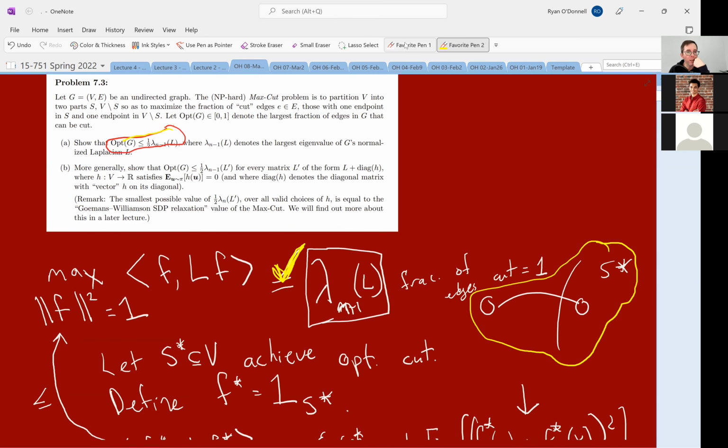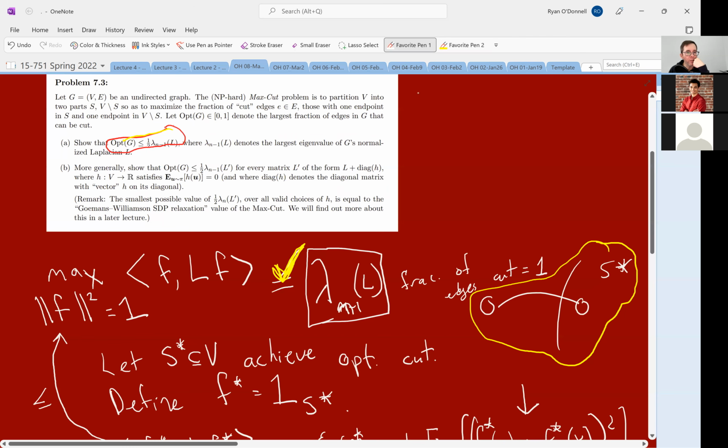Let's just check what we know about this. Okay, so the opt in this graph. Let's call G this graph. Nice graph. So opt of G is 1, because there's a cut S that cuts 100% of the edges.